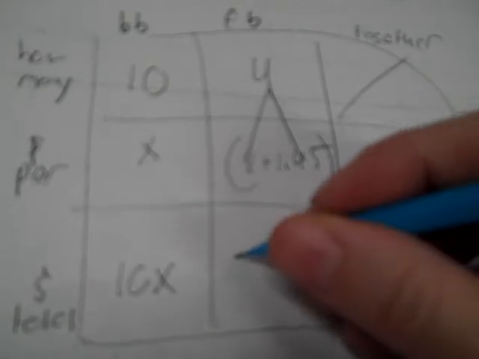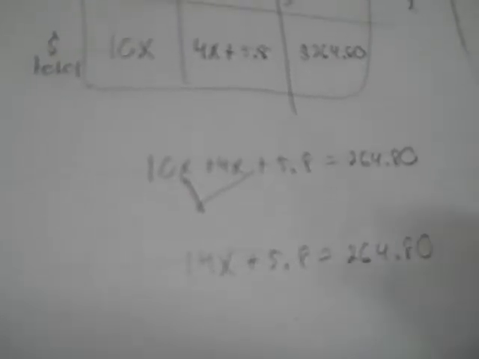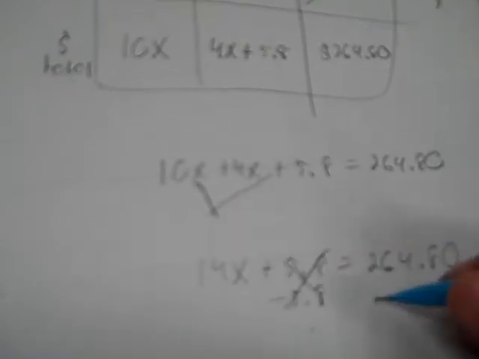This is easy, that's 10x. This, because of the plus operator, you want to parenthesize it and distribute 4 to each term. So that's 4x. Then you take 4 times $1.45, that's 5.8. You don't need a system. Straight line equation does the trick. 10x plus 4x plus 5.8 equals $264.80. 14x plus 5.8 equals 264.80. Then I subtract 5.8 from both sides of that equation.